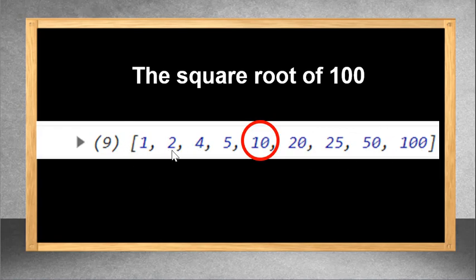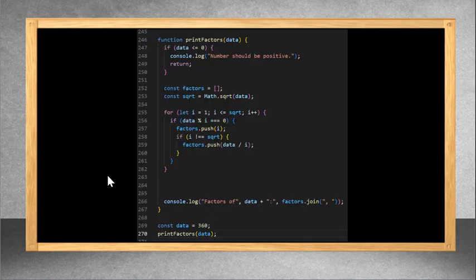And then you'd push 2, and then you'd push 100 divided by 2, which is 50. You wouldn't push 3, you'd push 4, and then you would push 100 divided by 4, which is 25. And you continue to do that until you get to the square root. Once you get to the square root, you only print it off one time. So let's take a look at the code. Okay, so here's the code.